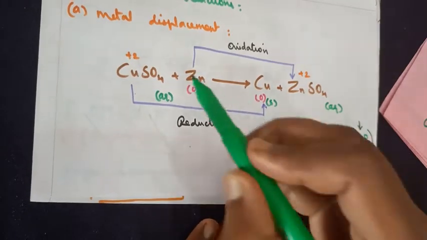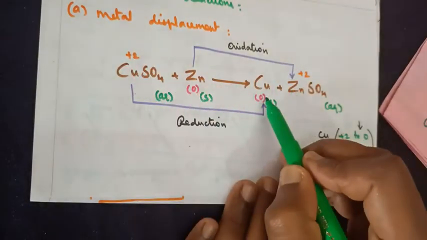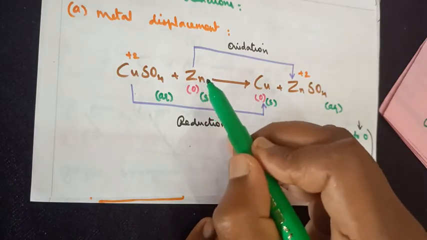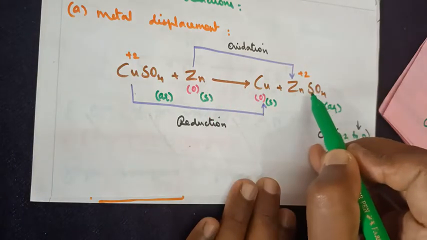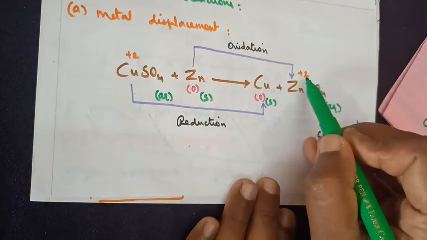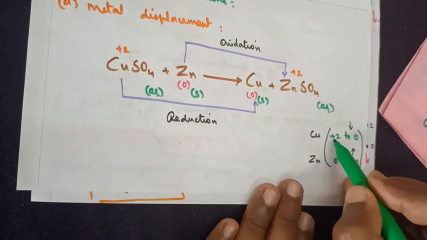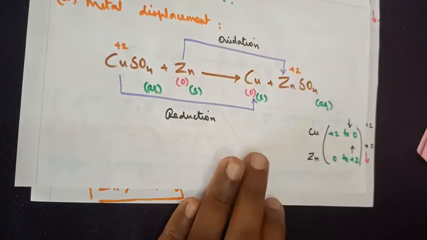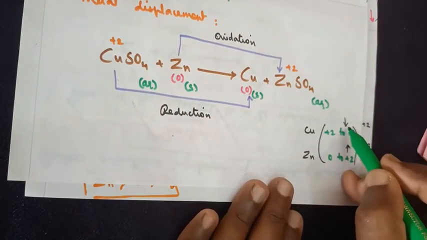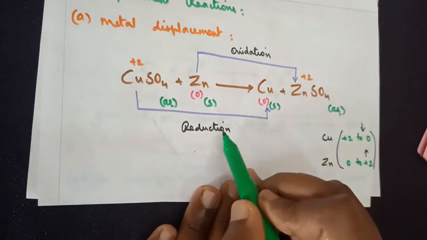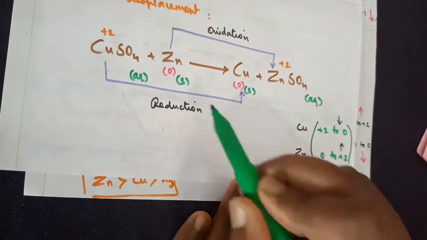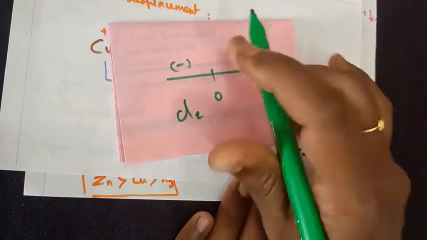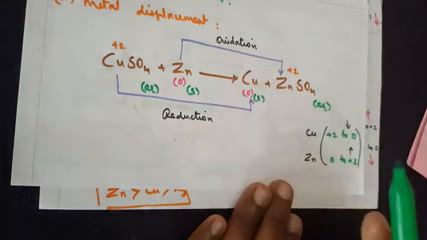Copper, if you look at it, from plus 2 reaches the elemental state, hence the number is 0 here. Zinc, which is in the elemental state, combines with the sulfate ion, so the charge becomes plus 2 there. Copper goes from plus 2 to 0. Remember, plus 2 to 0 is decreasing, the number is coming towards your left. There is a decrease in the oxidation number. Hence, it undergoes reduction. Zinc, if you look from 0, is moving towards your right. There is an increase in the number. Hence, we say zinc undergoes oxidation.